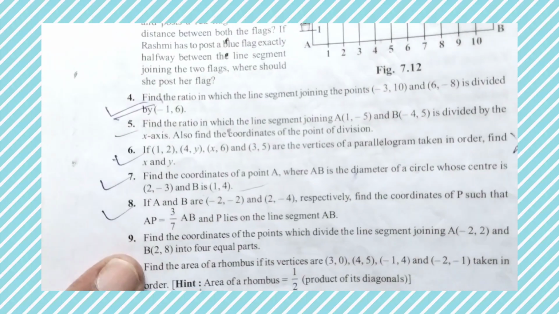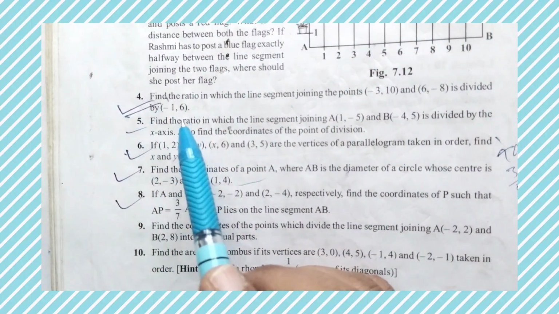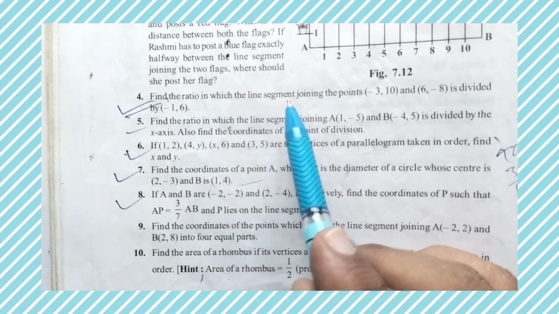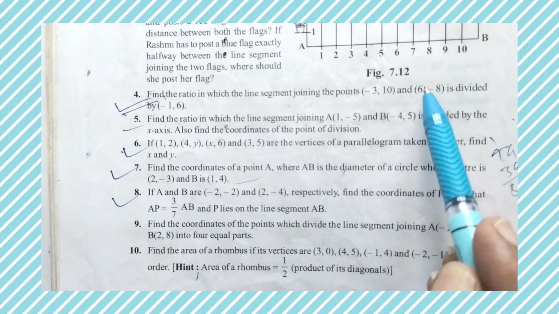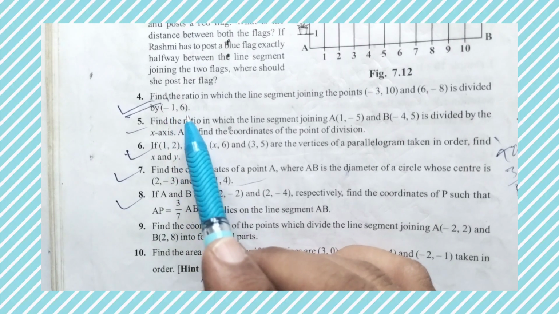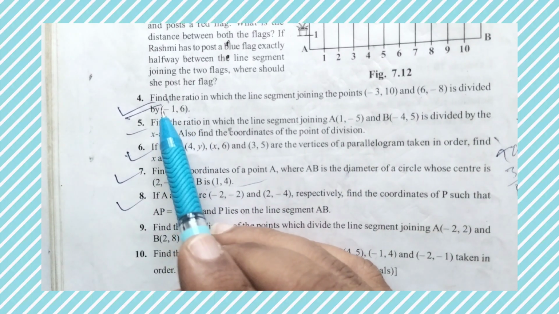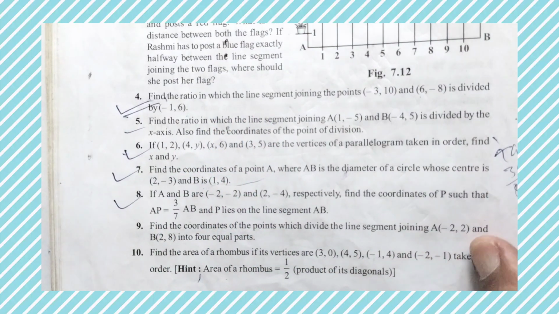Now I will go for the next, that is the fourth question. So what is the fourth question? Find the ratio. We have to find the ratio in which the line segment joining the points minus 3 comma 10 and 6 comma minus 8 is divided by minus 1 comma 6. So this is A, this is B, this is P. Now we have to find out m is to n. So let us solve this question.